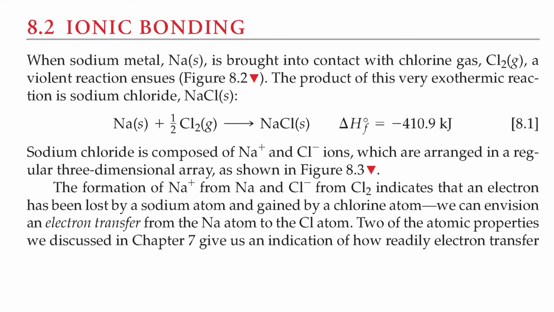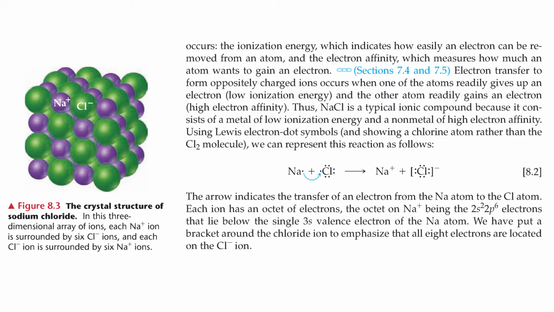Two of the atomic properties we discussed in Chapter 7 give us an indication of how readily electron transfer occurs: the ionization energy, which indicates how easily an electron can be removed from an atom, and the electron affinity, which measures how much an atom wants to gain an electron.